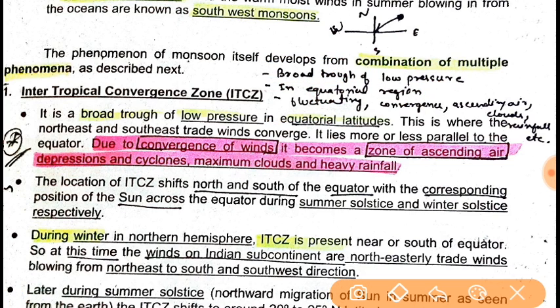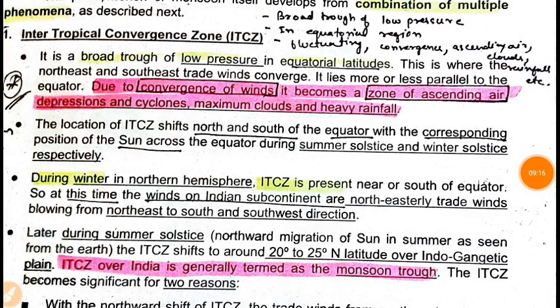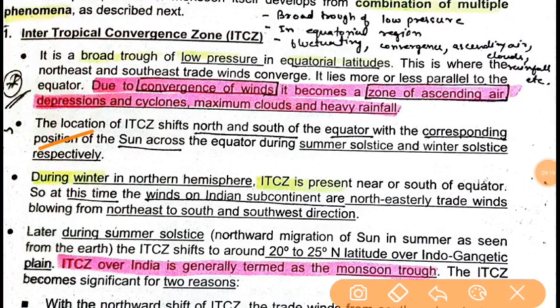along with the movement of the sun. Then a zone of convergence of winds, a zone of rising air, depression, cyclone, maximum clouds and heavy rainfall is known as ITCZ. That is the dynamic zone. Then we come to the location. Location of ITCZ follows the apparent movement of the sun in the sky. So during summer solstice and winter solstice, it is there on the Tropic of Cancer and Capricorn respectively.